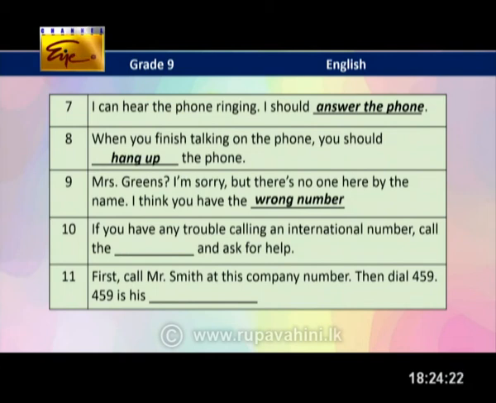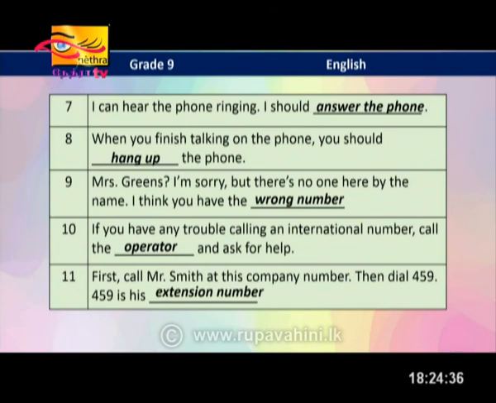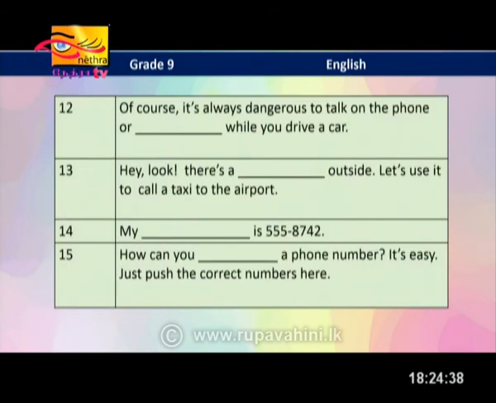If you have any trouble calling an international number, call the operator and ask for help. First, call Mr. Smith at this company number, then dial 459. 459 is his extension number. Of course, it's always dangerous to talk on the phone or text while you drive a car. Hey, look, there's a payphone outside. Let's use it to call a taxi to the airport.